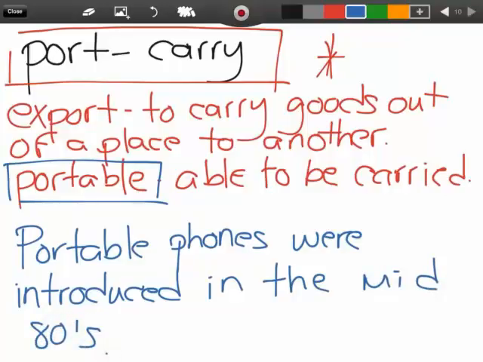I'm going to go ahead and read that to you guys. Portable phones were introduced in the mid-80s.